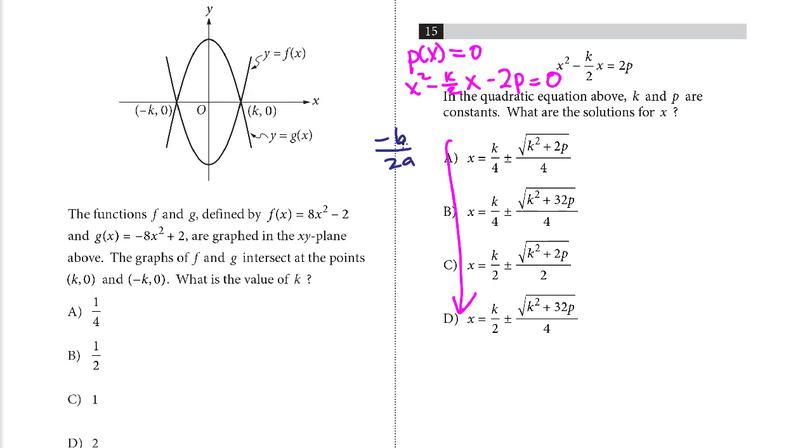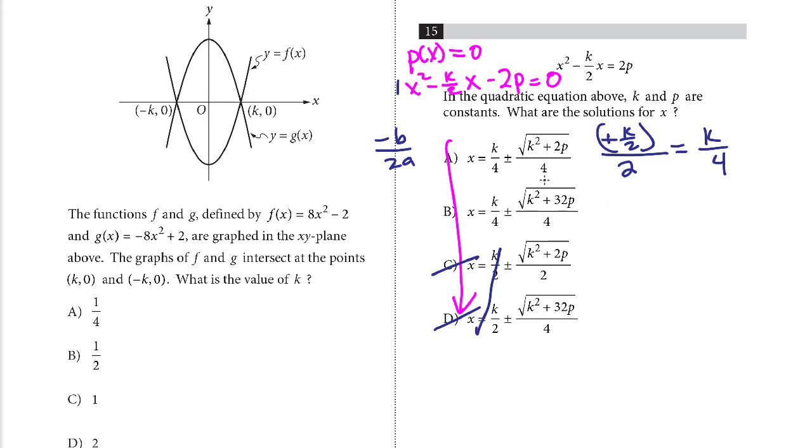Let's look at that first term. b is minus k over 2. a is 1. We don't see it, but that is the coefficient of x squared. So that equals plus k over 2, taking the opposite, divided by 2 times 1, which is 2. Well, that turns out to be k divided by 4. So right away we can eliminate c and d. It's not k over 2, that first term.